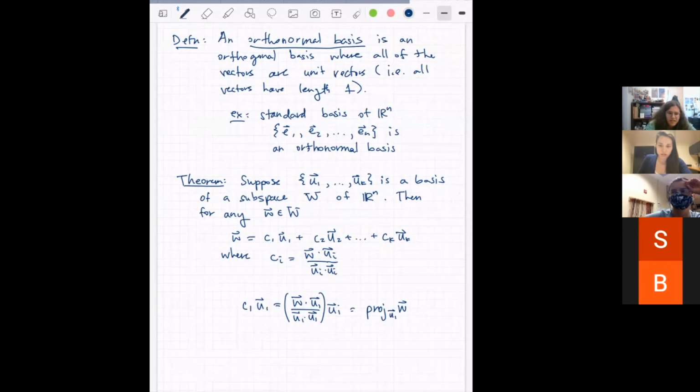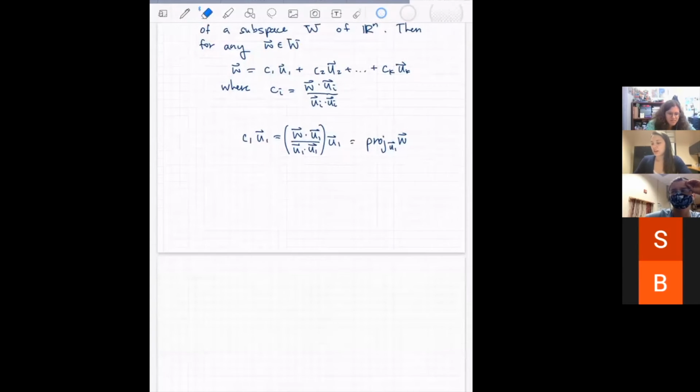Okay, so W is the sum of all the projections of W onto each Ui. Yeah, exactly. But what does that mean? Does it mean anything to say it in that way, or not really?